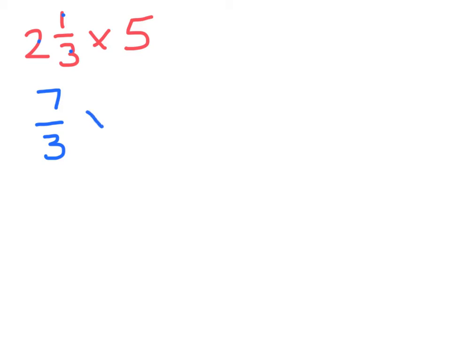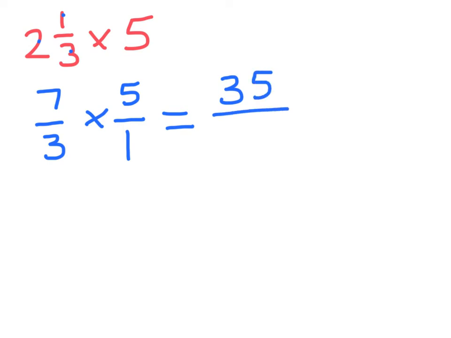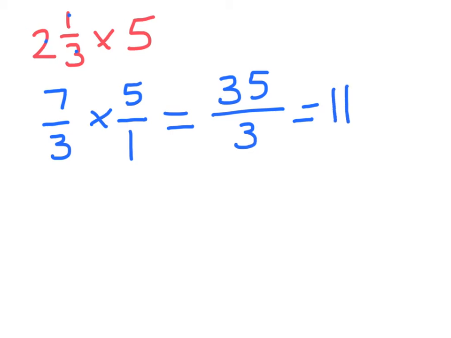Now we take 7/3 times 5. Remember, 5 is really the same as 5 over 1. So now let's take 7 times 5, that gives us 35, over 3 times 1, that gives us 3. And our final answer will be 35 divided by 3 gives us 11, with a remainder of 2, which goes over our denominator, 3. So 2 1/3 times 5 equals 11 2/3.